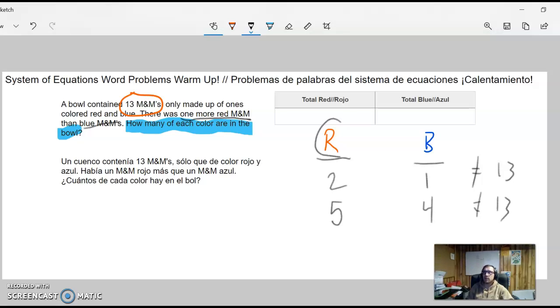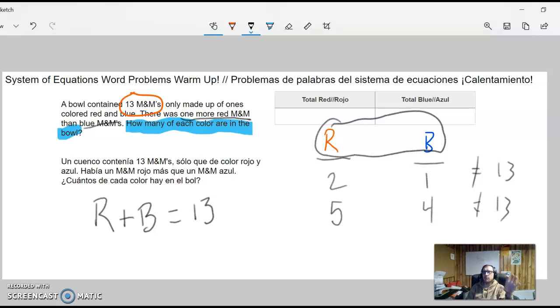Or, if you think about these variables, and this is what we want you to get to, I know the number of red M&Ms plus the number of blue M&Ms needs to equal 13. And that's not enough to solve this. You also have to have two equations to set up a system. And so it says there's one more red than blue. One more red than blue. So how can we make an equation with that? There's one more red than blue.